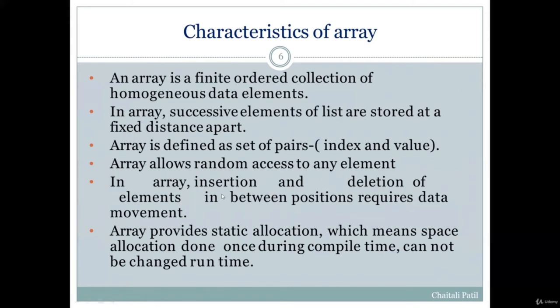What are the different characteristics of array? An array is a finite ordered collection of homogeneous data elements. In an array, successive elements of a list are stored at a fixed distance apart. Array is defined as a set of pairs, index and value. Array allows random access to any element. In array, insertion and deletion of an element in between positions requires data movement. Array provides static allocation, which means the space allocation is done once during compile time, which cannot be changed at runtime.